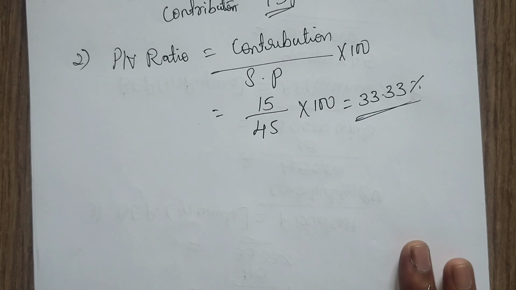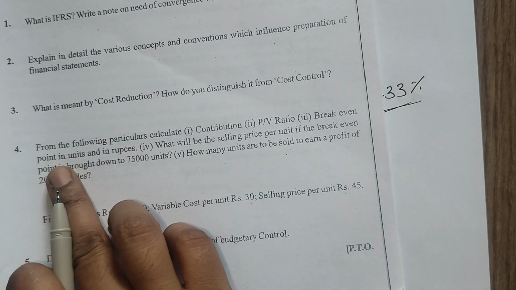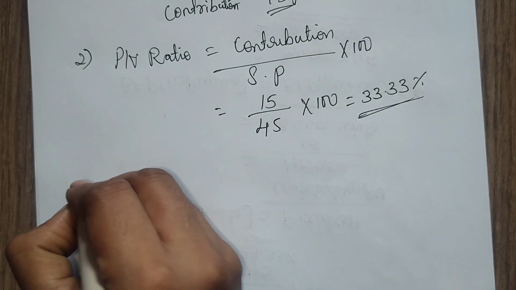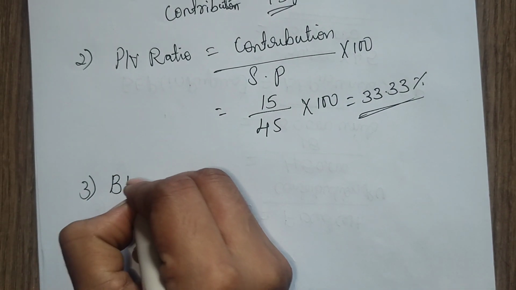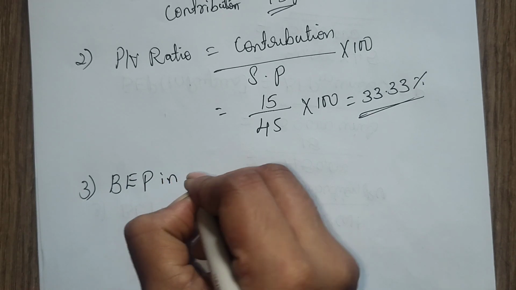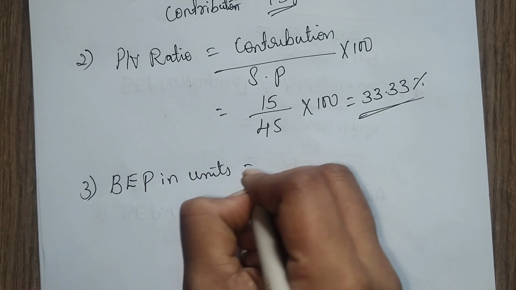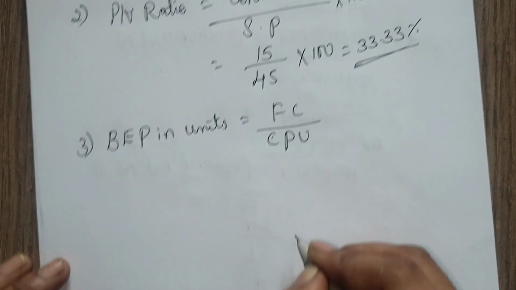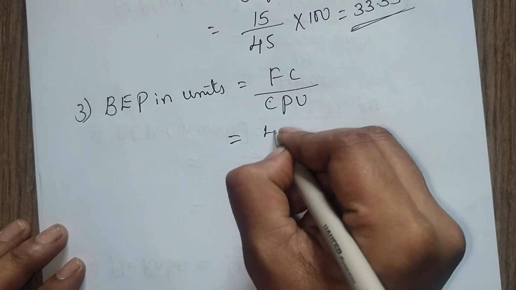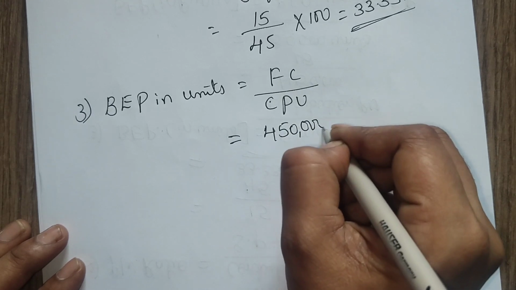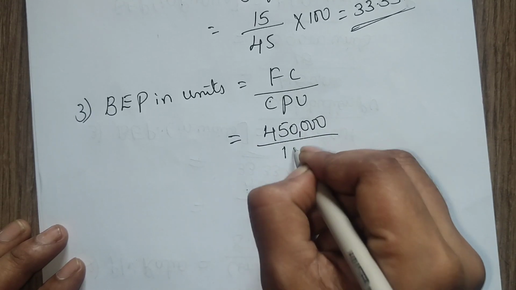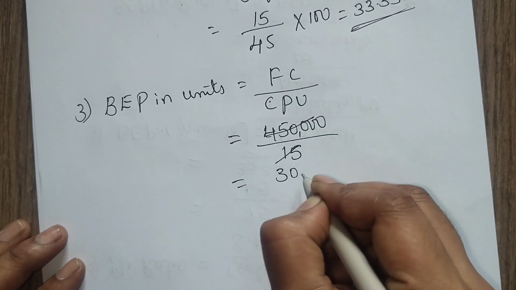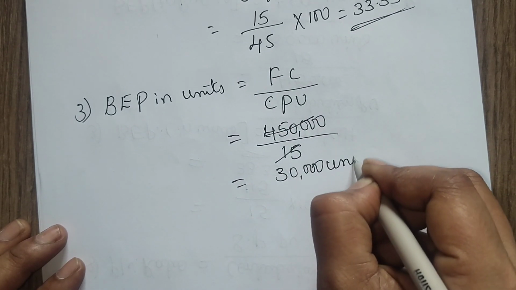Then next we need to find out break-even point in units and in rupees. BEP in units is fixed cost divided by contribution per unit. Fixed cost is 4,50,000. Contribution per unit is 15. 15 3s are 45. So 30,000 units.